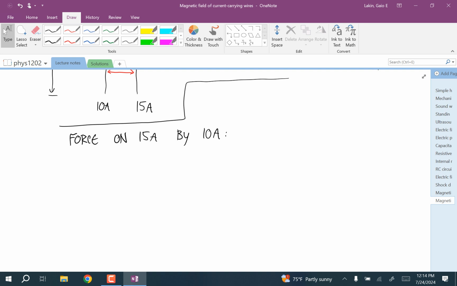Okay, so the 10 amp current, we have to figure out the magnetic field that it applies. It's going this direction. It has a current of 10 amps. So the magnetic field lines are going to be in the direction of this circle that I've drawn perpendicular to it. That's because of the right-hand rule. You put your thumb in the direction of the current and your fingers curl in the direction of the field lines.